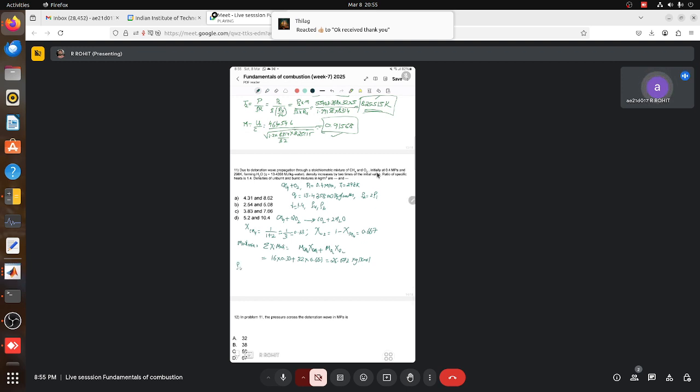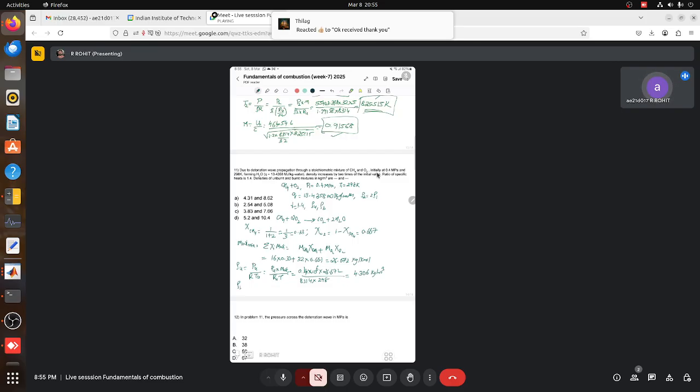So the density of unburned gases is nothing but pressure at unburned by R into T at unburned, that is nothing but pressure into molecular weight of the mixture by universal gas constant into T. So unburned pressure initially is 0.4 megapascal, so it is into 10 to the power 6 into molecular weight, that is 26.672, divided by 8314 into temperature 298. You will get close to 4.306 kilogram per meter cube.